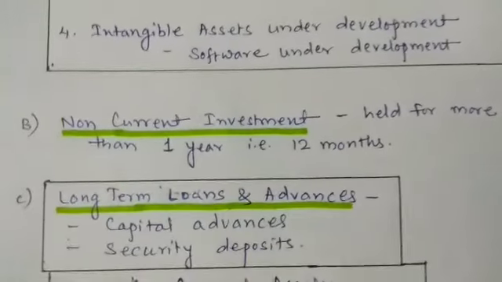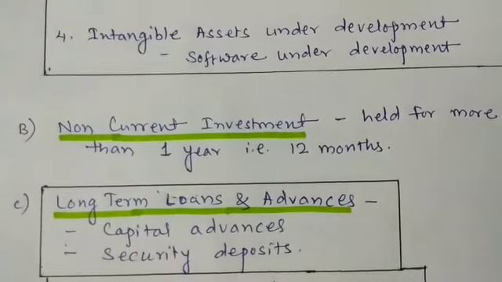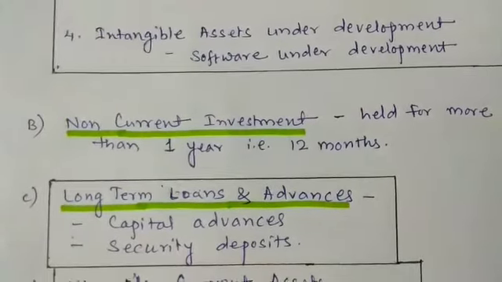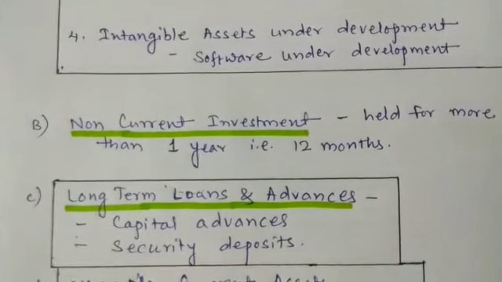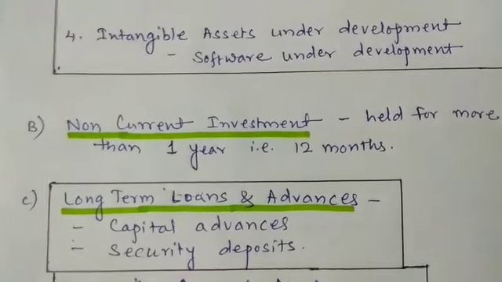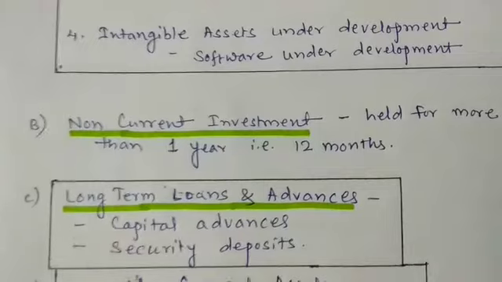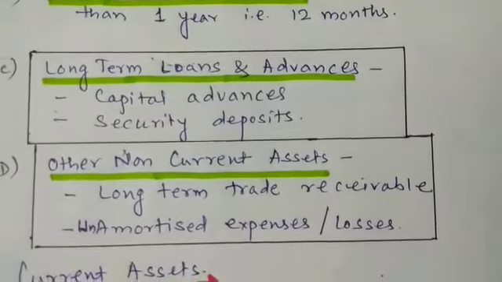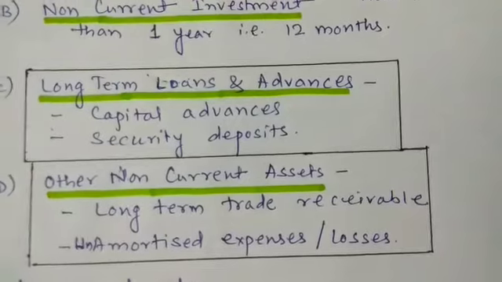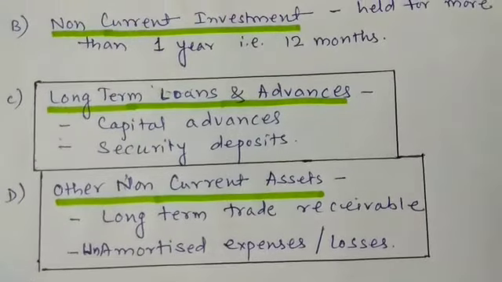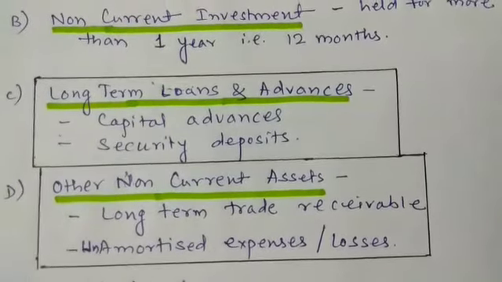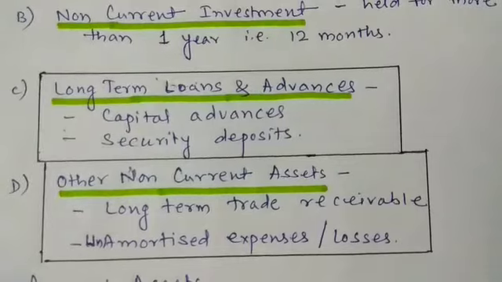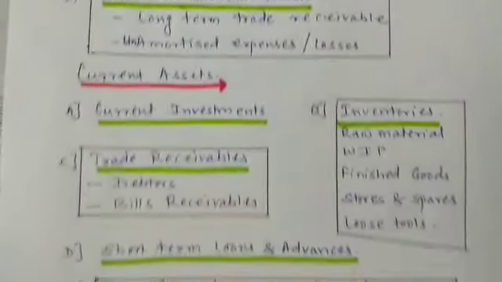Long-term loans and advances. The loans and advances given by the company is an asset. If it is given for a longer period of time, it will be considered under long-term loans and advances. Other non-current assets. Long-term trade receivables, unamortized expenses or losses will be a part of non-current assets. Now let's move towards current assets. Current assets have 6 subheadings.